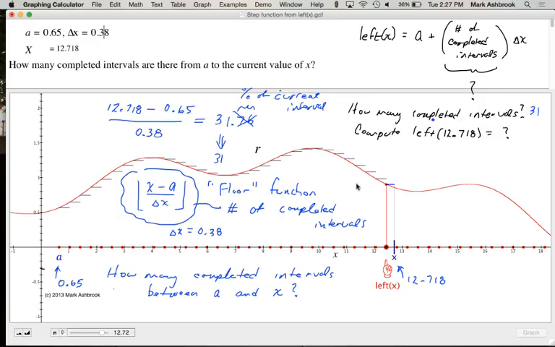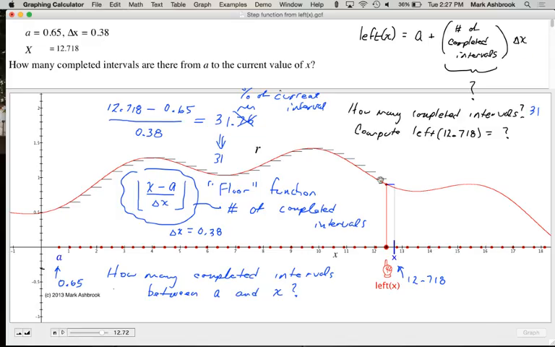To get left x, we have to do a plus all that distance, which we get from the number of completed intervals times delta x. There's so much new material here. It's really easy to get those two things confused. So try to organize it in your mind. Left x uses the number of completed intervals, or the floor function, to get that x value at the start of the current interval.